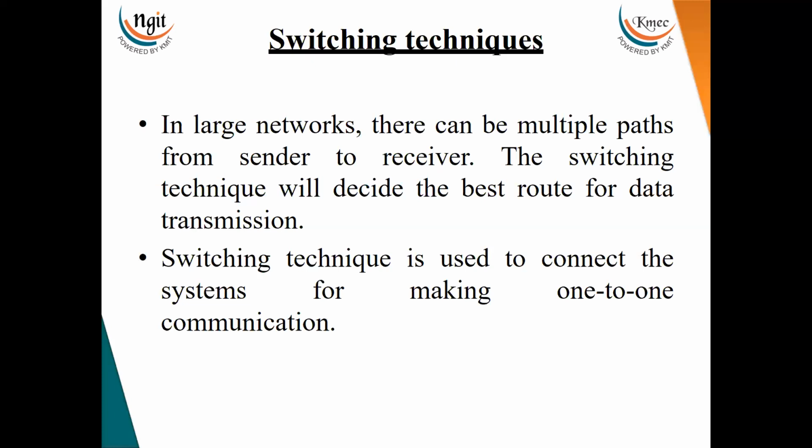Here in large networks, whenever we have a transmission between the sender and the receiver, there can be multiple paths for the transmission of data. The switching technique will decide the best route for the transmission of data. Mainly this switching technique is used for the communication between the sender and receiver. It should always be a one-to-one transmission.